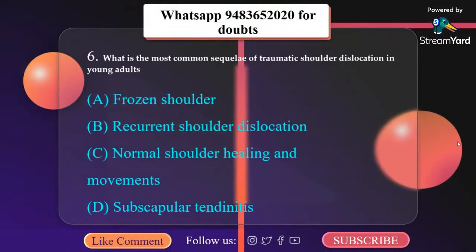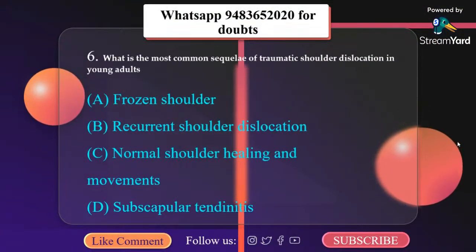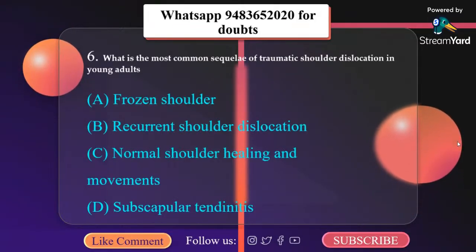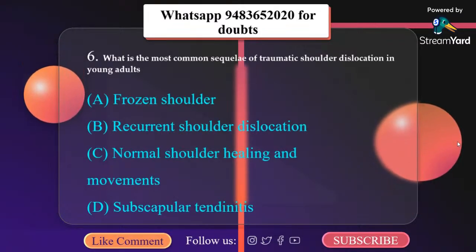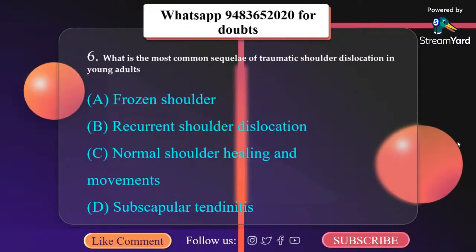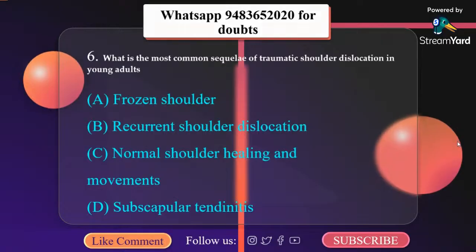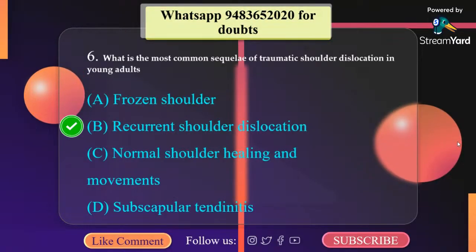What is the most common sequela of traumatic shoulder dislocation in young adults? A. Frozen shoulder. B. Recurrent shoulder dislocation. C. Normal shoulder healing and movement. D. Subcapsular tendinitis. Well, it is recurrent shoulder dislocation.